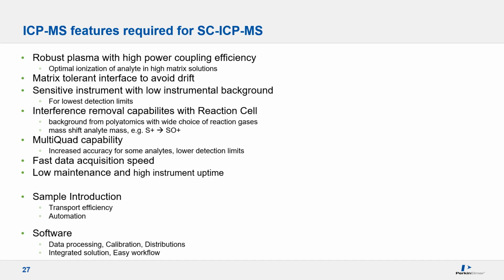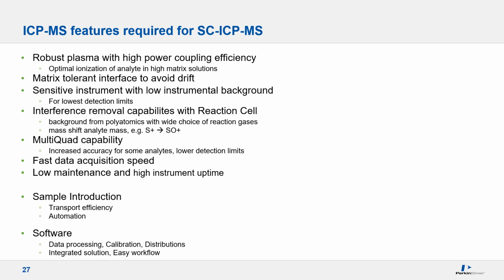So the background reduction with reactive gases is typically the choice in this situation, as reactive gases are more effective than collision gases to remove interferences. And our target analyte is well known, so these are ideal situations to favor reaction chemistry. So a system which is proven in terms of its performance for reaction capability is desirable. Multi-quad capability is going in that line, providing maximum accuracy. Some analytes are benefiting especially from this. And then there's the lowering of detection limits, which the NexION 5000 in this case as a multi-quad brings.